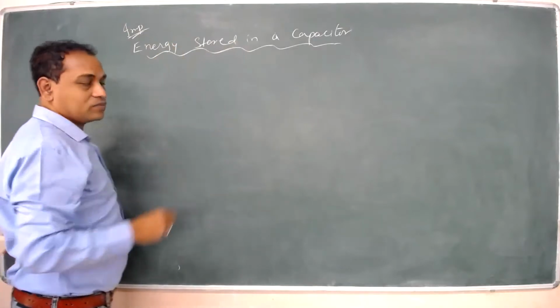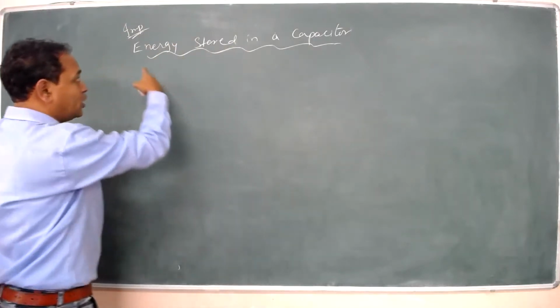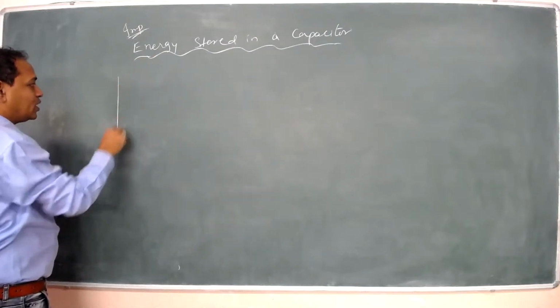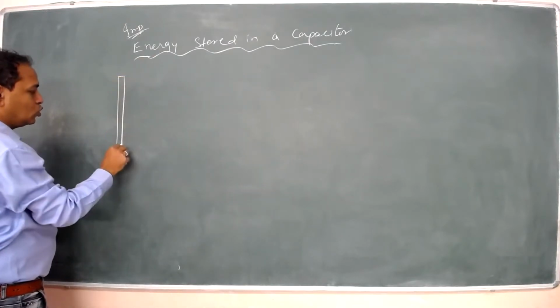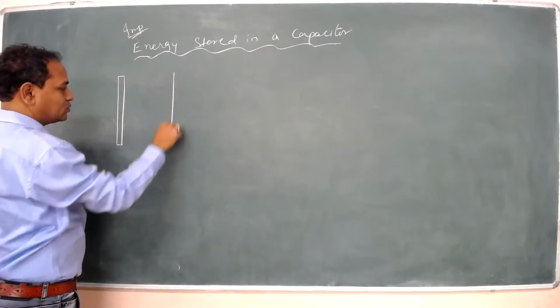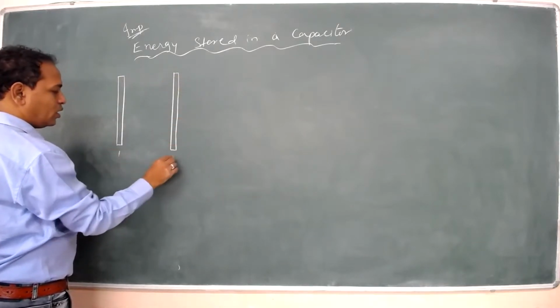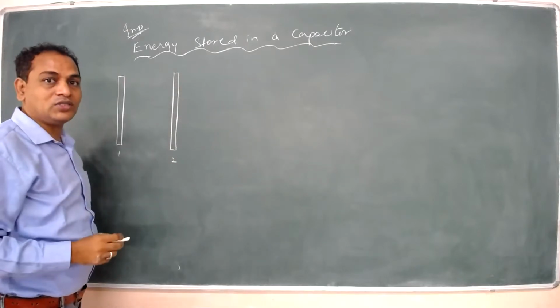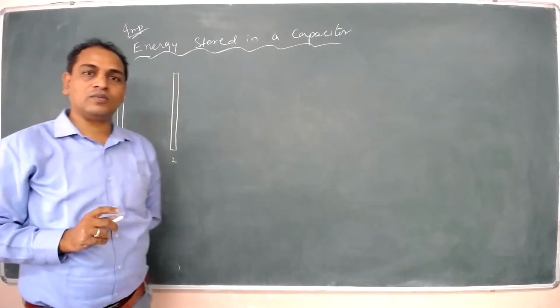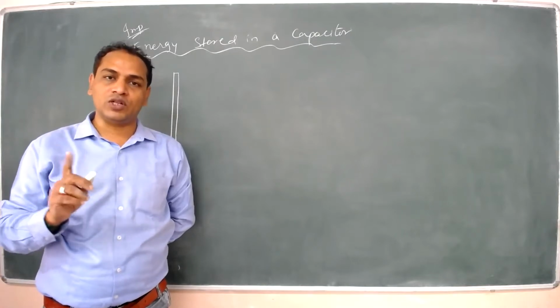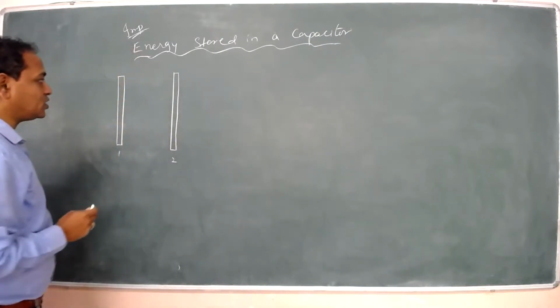Let us consider how I am deriving the energy stored in a capacitor. Let us consider I am taking two uncharged plates. Suppose these two are 1 and 2. These two are uncharged plates. Uncharged means neither has any positive or negative charge, that is, neutral charge. So I have taken such plates.